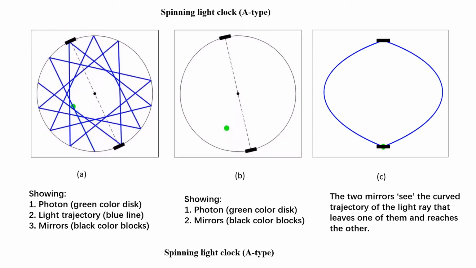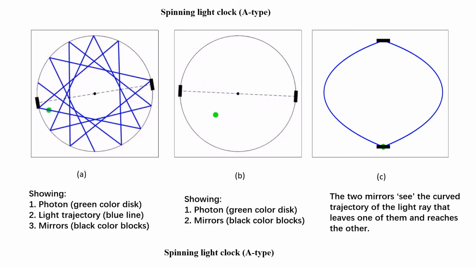This slide is about another kind of light clock. It is a spinning light clock, and more specifically, we call it A-type spinning light clock. The two mirrors rotate around a common point, the center. The center is here, and the distances between the center and the two mirrors are the same. In video A, it shows the photon light trajectory marked by the blue line, and the two mirrors marked by the black color.